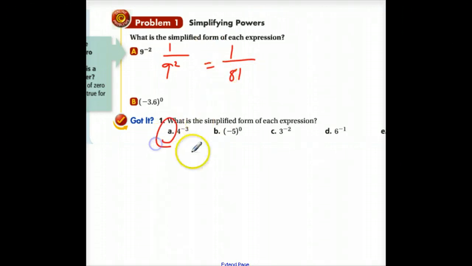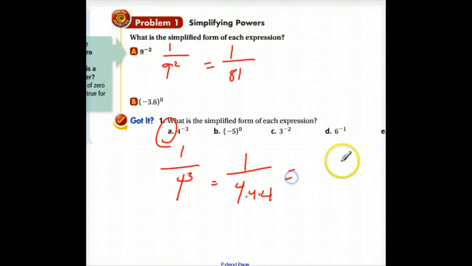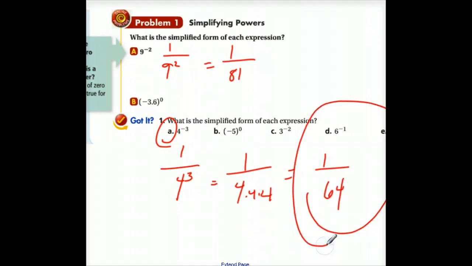Doing one more example, look at A. 4 to the negative third. Well, I'm going to put that on the bottom so my exponent becomes positive. And then 4 to the third is 4 times 4 times 4, which equals 64. So 1 over 64. Final answer.